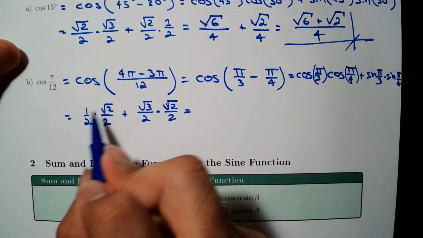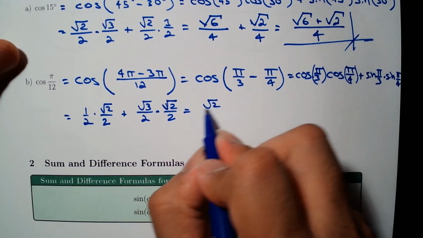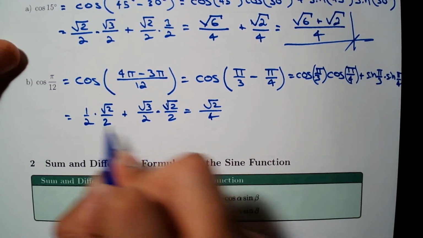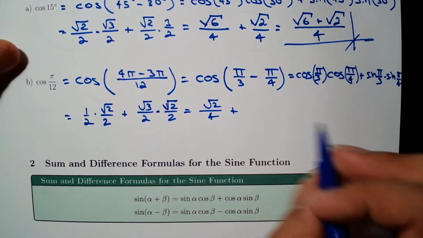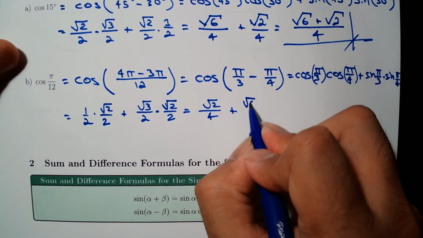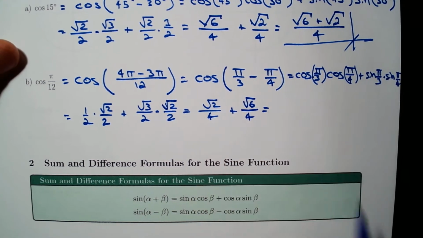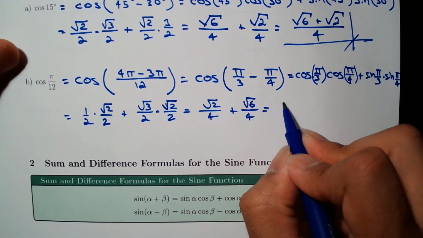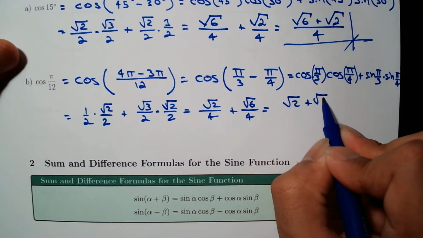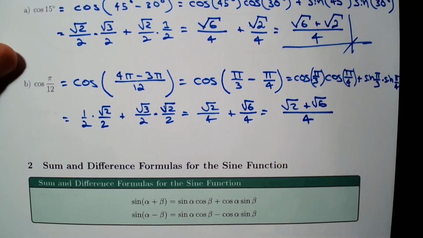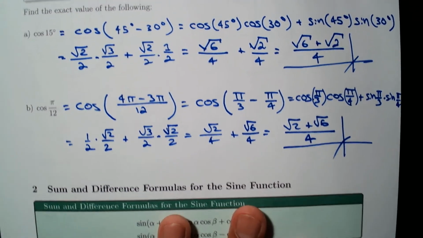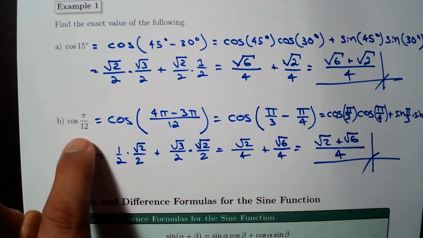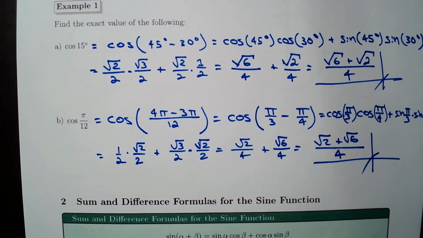So this will be root of 2 times 1, that's root of 2 over 4 in the denominator, plus root of 3 times root of 2, that's root of 6 over 4. Combining these together, that's going to be root of 2 plus root of 6, over 4. Actually, it's the exact same result as in the previous example, just given in a slightly different format.